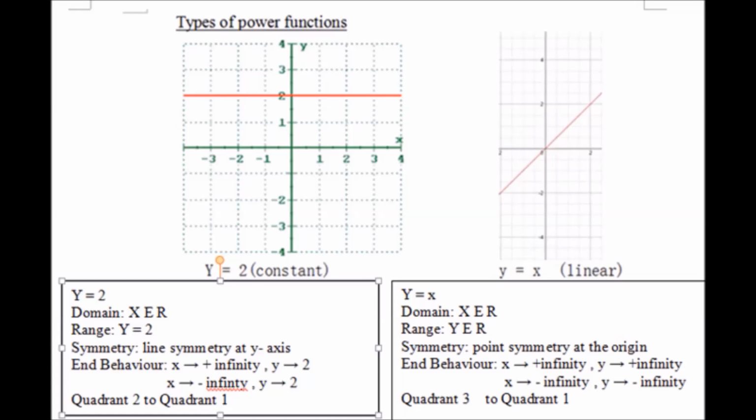While on the right side, we have a linear function of y equals x, and its graph features are: domain, x contains all real numbers; range, y contains all real numbers. As x approaches positive infinity, y also approaches positive infinity. As x approaches negative infinity, y also approaches negative infinity. The graph extends from quadrant 3 to quadrant 1 and has point symmetry at the origin.